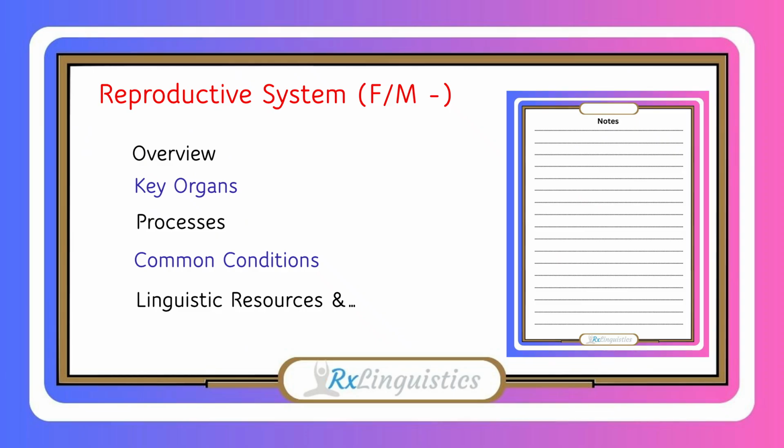In this reproductive health Spanish vocabulary study, we will discuss in this order the key organs, the processes, and the common conditions. Los órganos principales, los procesos fisiológicos y las condiciones médicas asociadas.